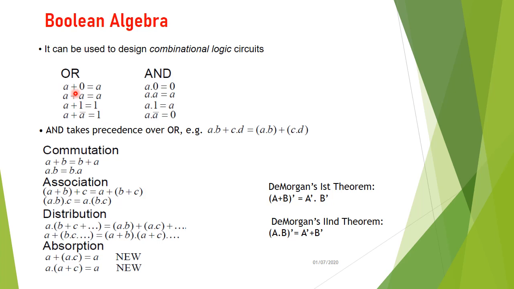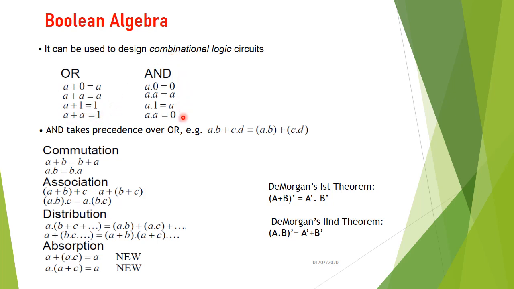Let's check this by putting the variable value of A as either 0 or 1. Let's say A is 0. So 0 ORed with 0, resultant is 0. 0 ORed with 0, resultant is 0. 0 ORed with 1, resultant is 1. 0 ORed with complement, that is 1, result will be 1.